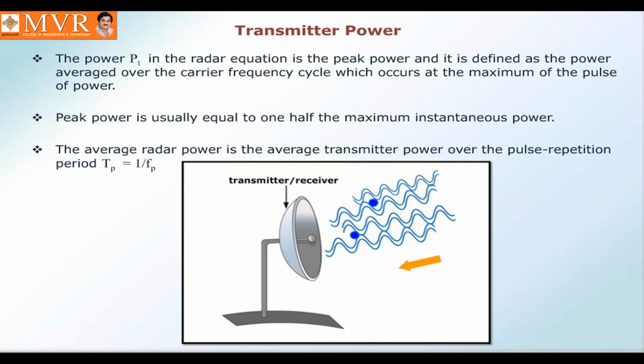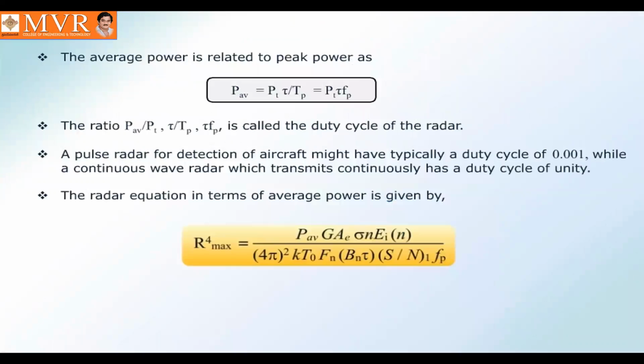That is, if the transmitter power is more, the range is more. If the transmitter power is less, the range is less. The average radar power is the average power transmitted over the pulse repetition period. Tp is equal to 1 divided by fp, which is also known as the pulse repetition frequency. Time period is nothing but the inverse of the frequency. That is the inverse relation between the frequency and the time.